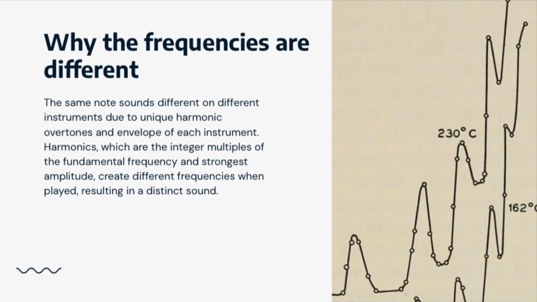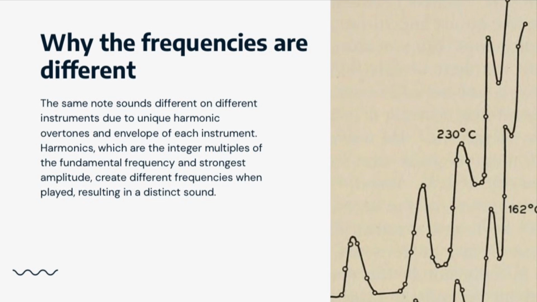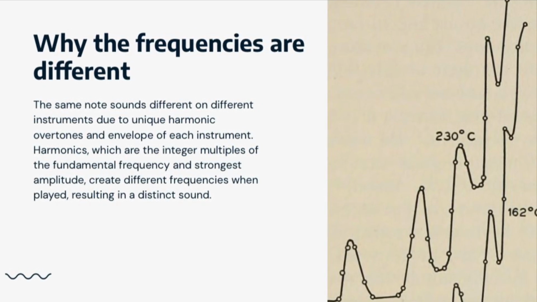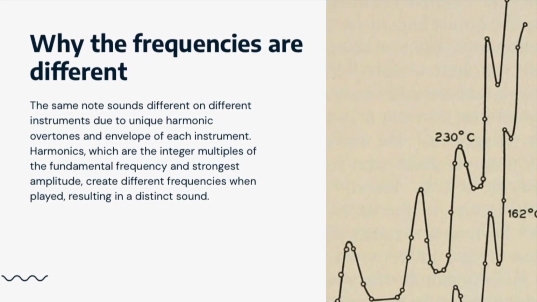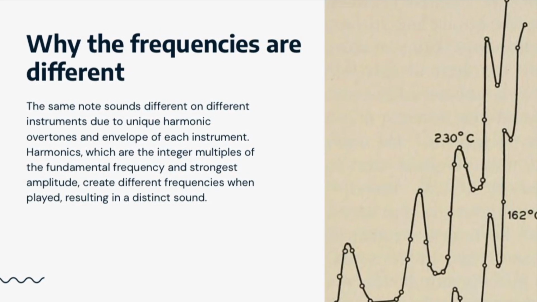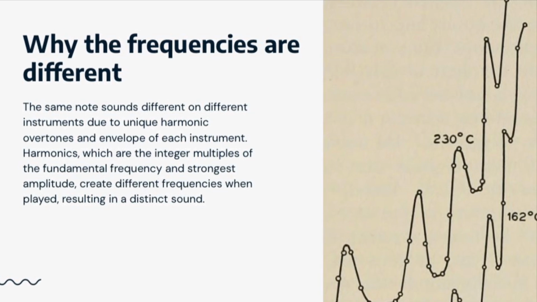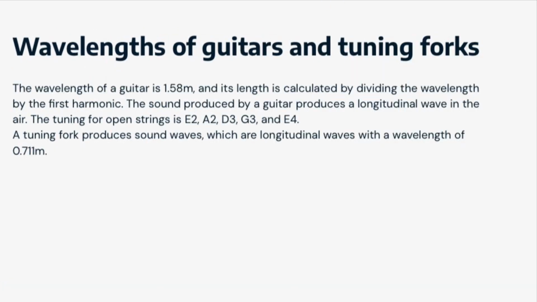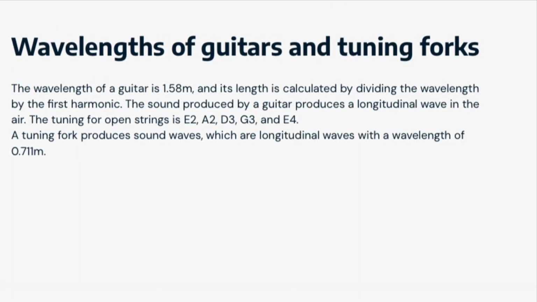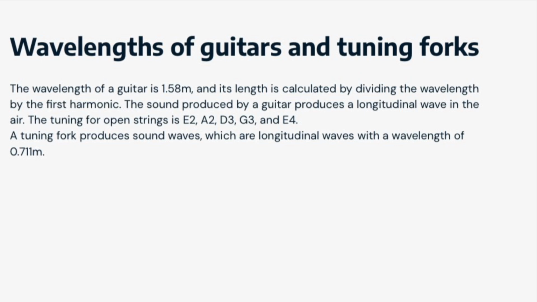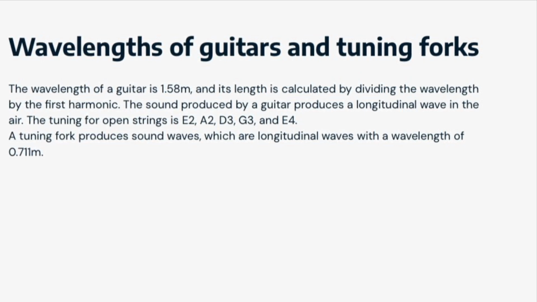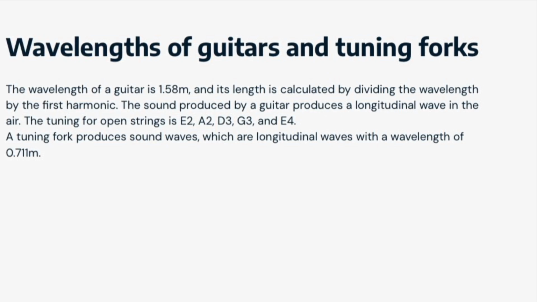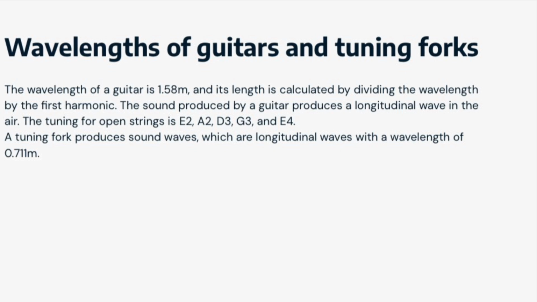The same note sounds different on different instruments due to the unique harmonic overtones and envelope of each instrument. Harmonics, which are the integer multiples of the fundamental frequencies and strongest amplitude, create different frequencies when played, resulting in a distinct sound. The wavelength of a guitar is 1.58 meters, and its length is calculated by dividing the wavelength by the first harmonic. The sound produced by a guitar produces a longitudinal wave in the air.